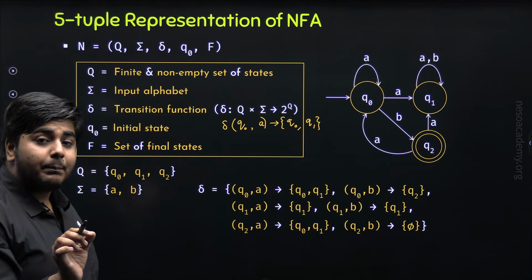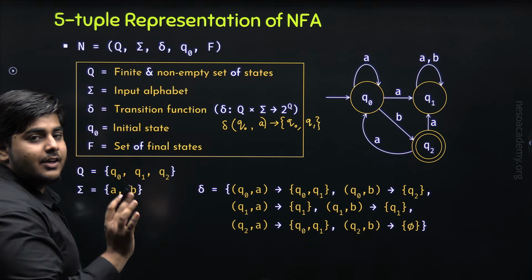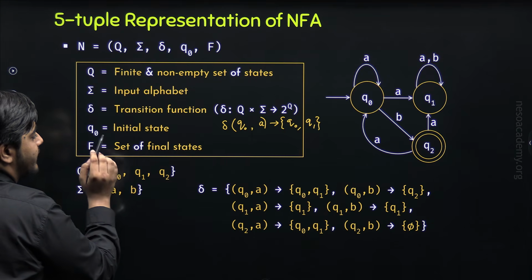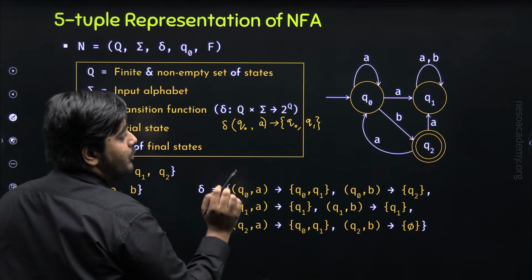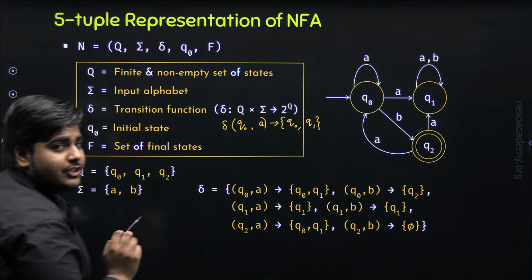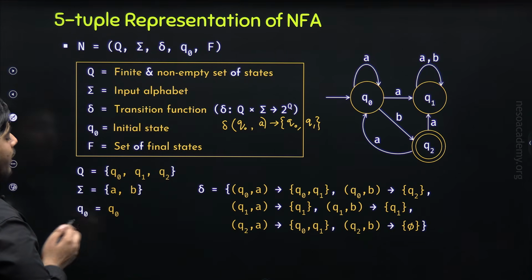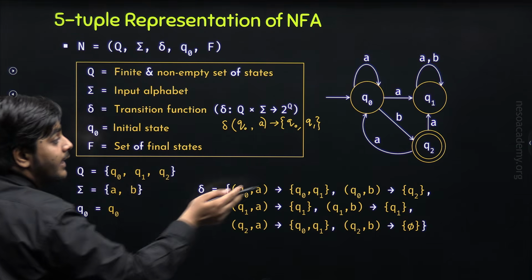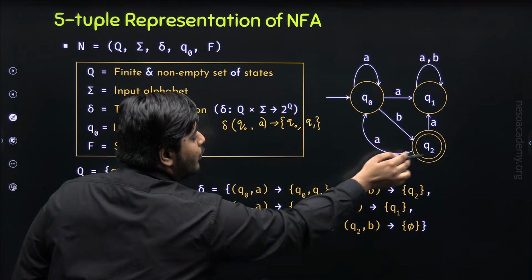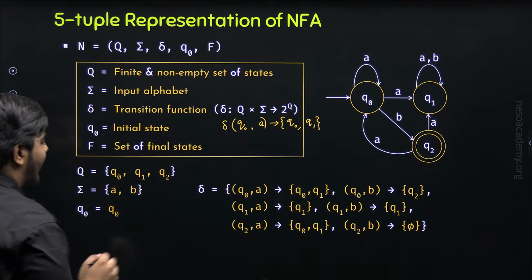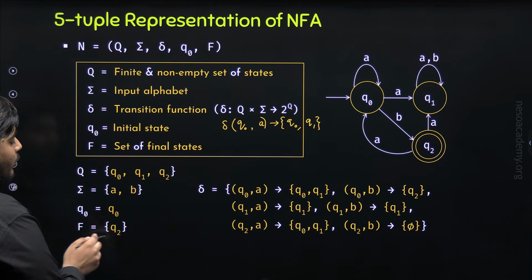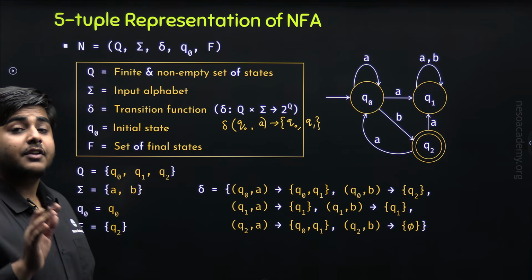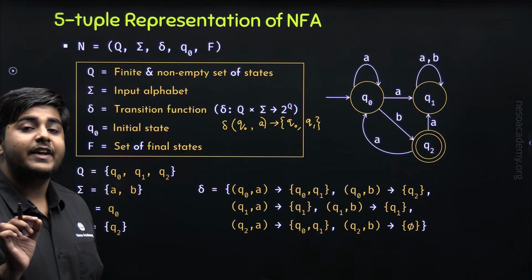In this way, we have completely understood the transition function. Now let's proceed to the fourth element, which is the initial state Q0. In this diagram, you can see Q0 is the initial state. So the value of Q0 is Q0. F is the set of final states. In this diagram, you can see Q2 is the only final state, and that is why F contains only one element, which is Q2. So I hope you have understood the 5-tuple representation of an NFA.